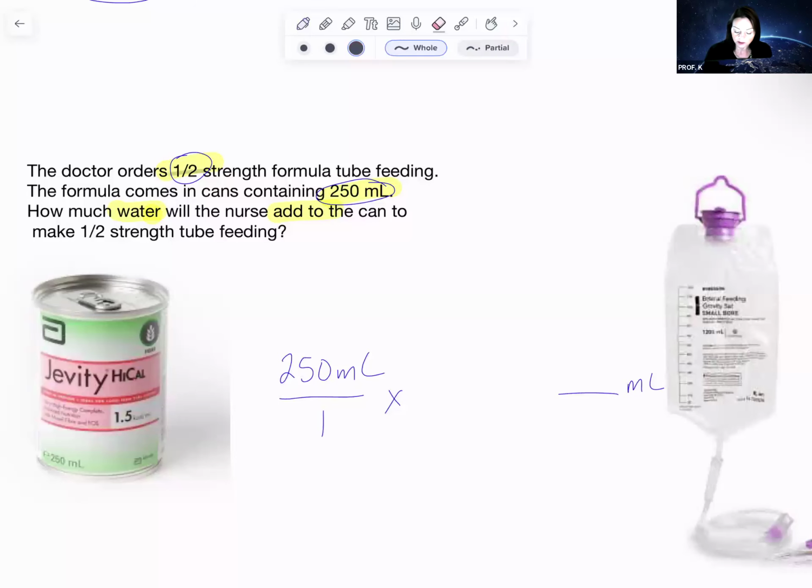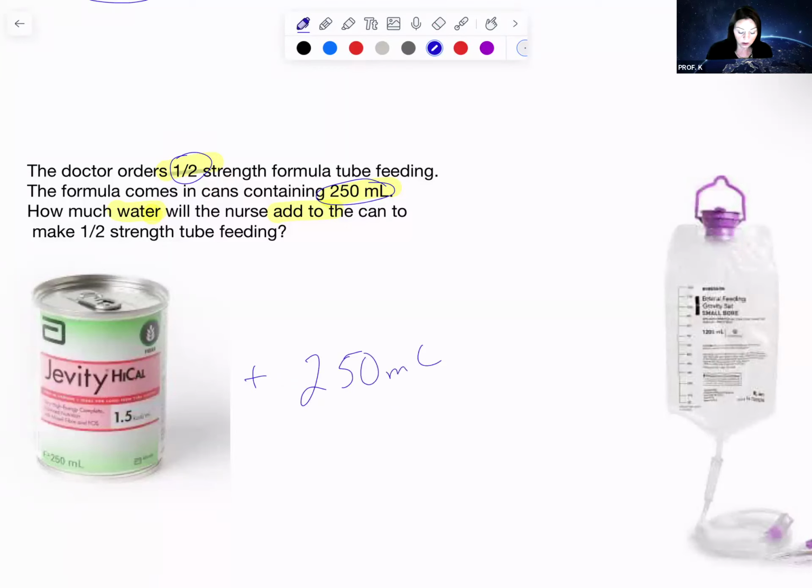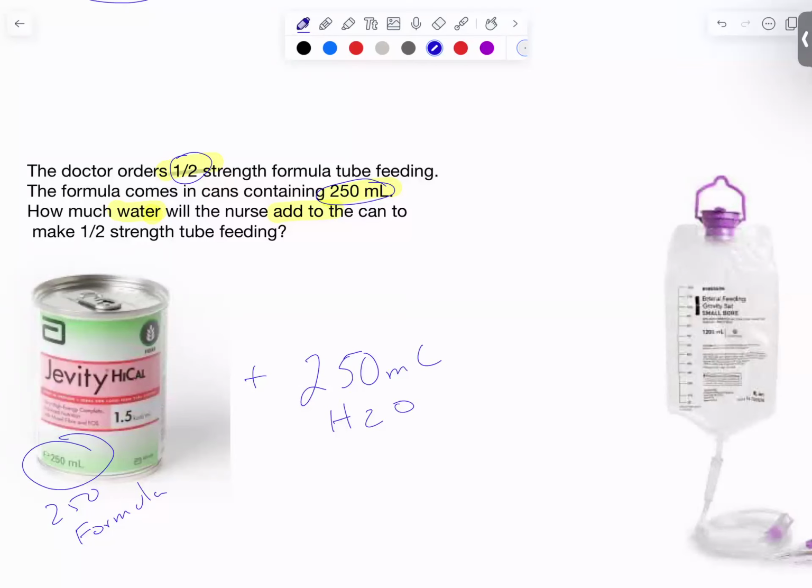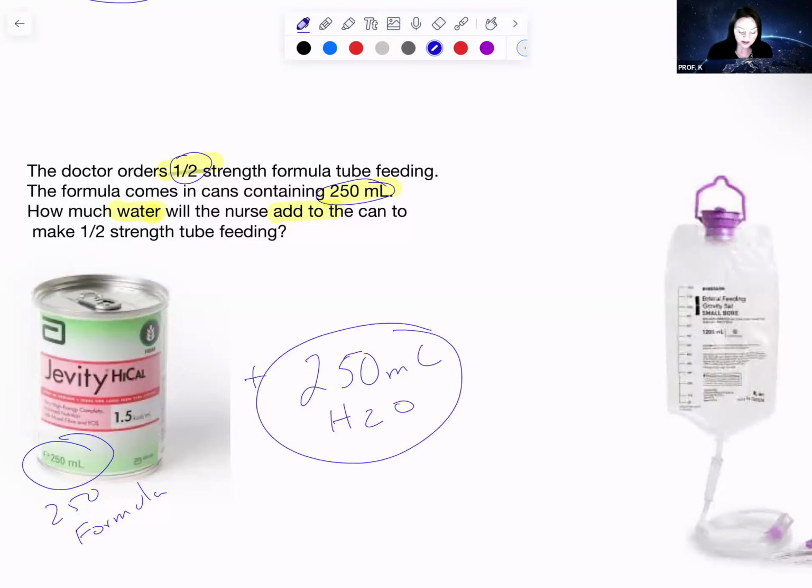This is the way I want you to do it. I have a can with 250 milliliters. I have to add 250 milliliters of water, right? The same amount. 250 plus 250 water. So this is 250 formula and 250 of water. So the question is asking, how much water are you going to add to the can? What's the answer? We just did it. 250 milliliters. The answer is still 250 milliliters. I'm adding the same amount.